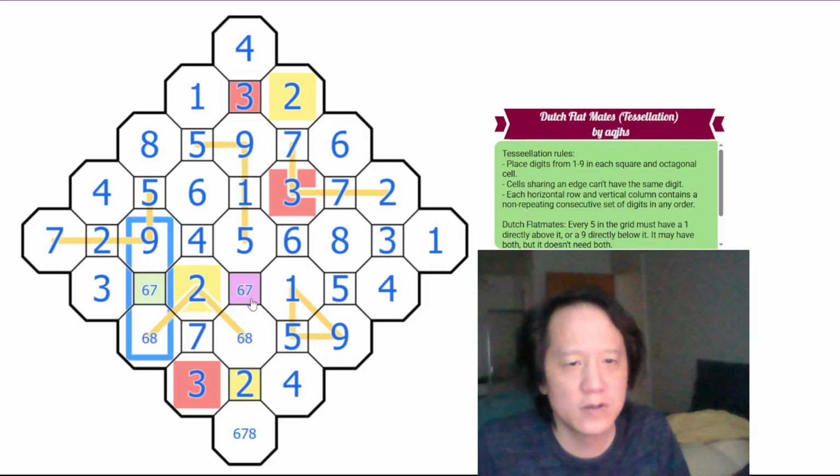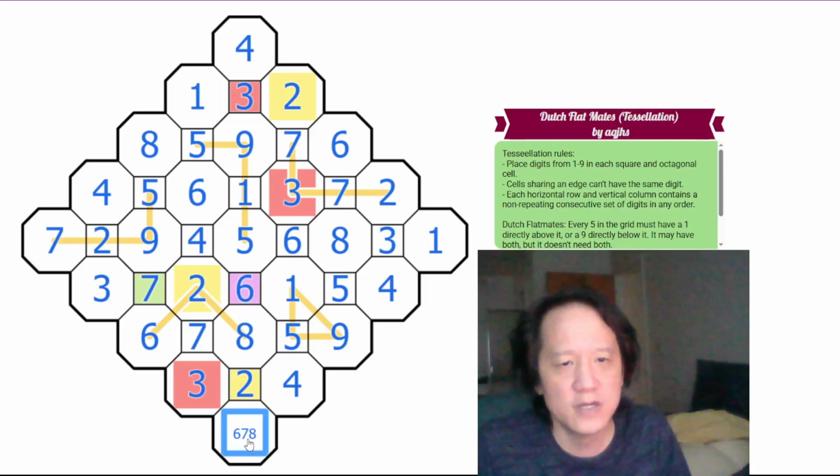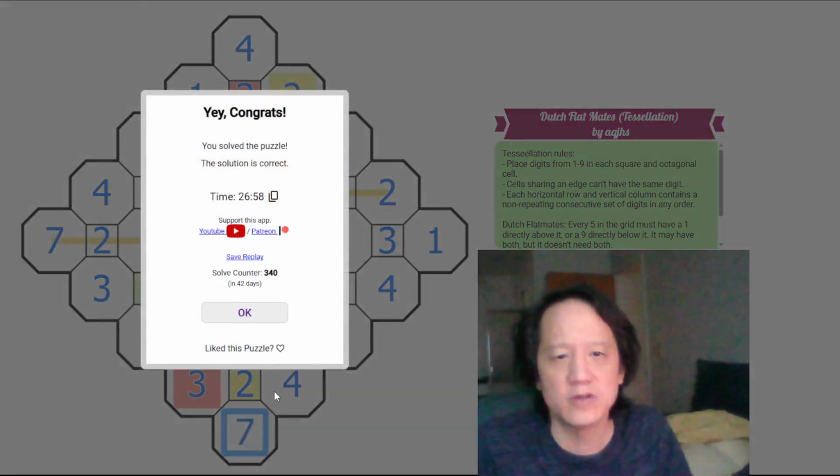Okay. This 8 eliminates 8 here, so it's 6 and 8. Okay, there it is. And this 6 eliminates 6 here, so it's 7 and 6. This can't be 6 or 8, so it's 7.